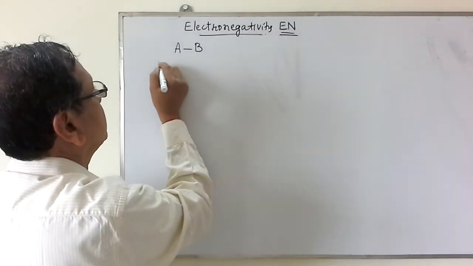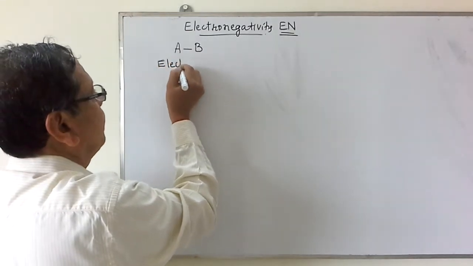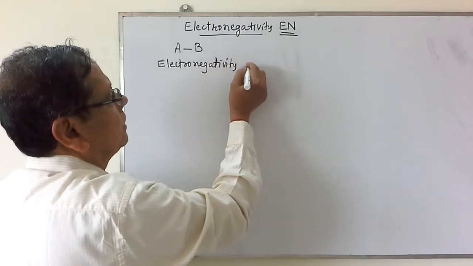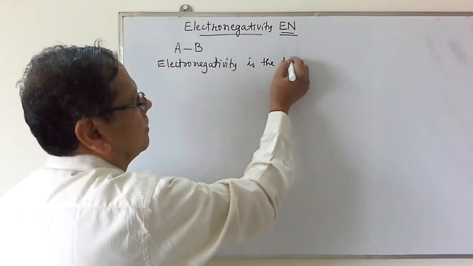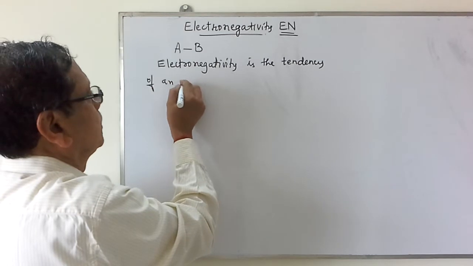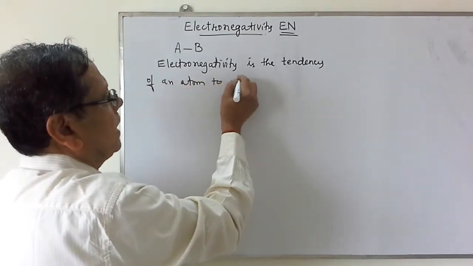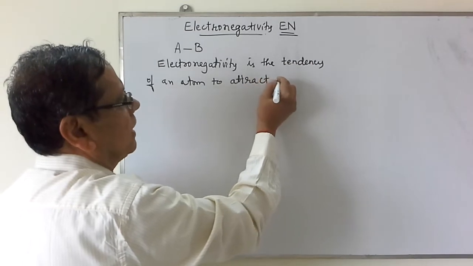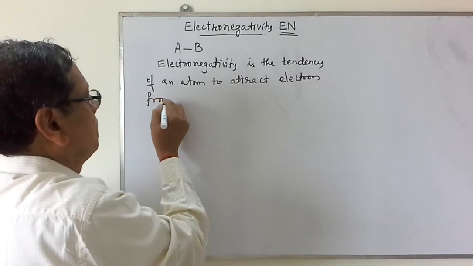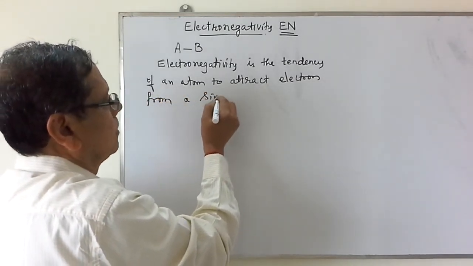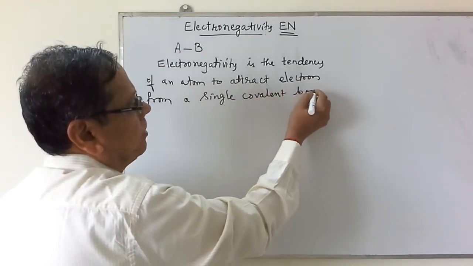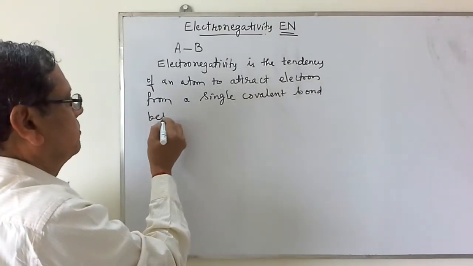So this electronegativity is defined as: electronegativity is the tendency of an atom to attract electron density from a single covalent bond between two atoms.